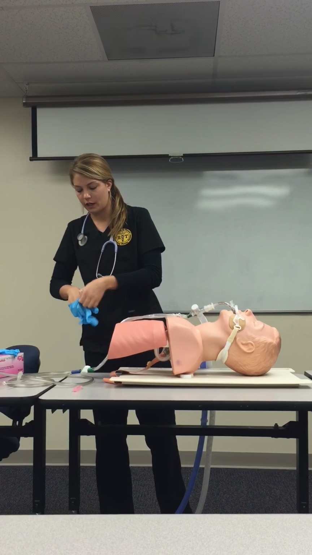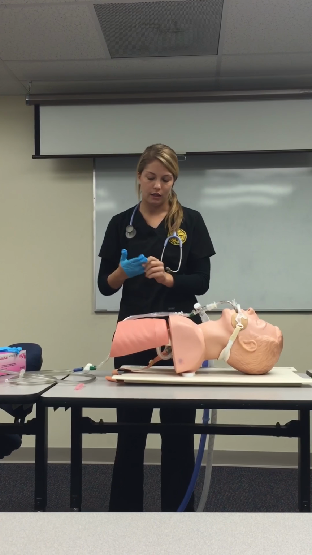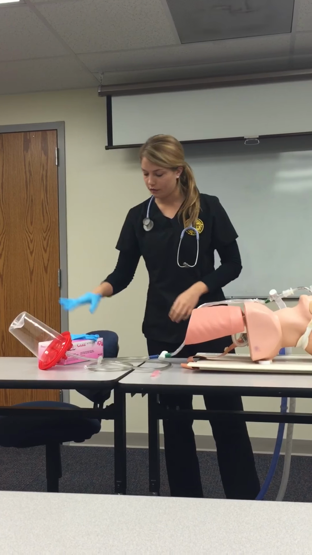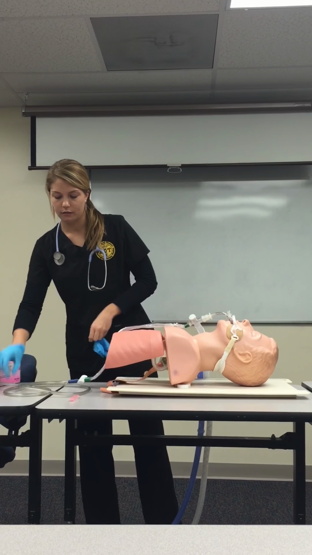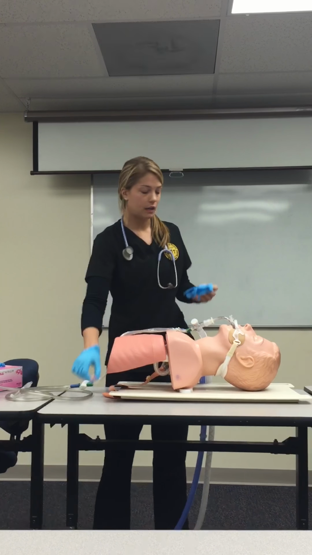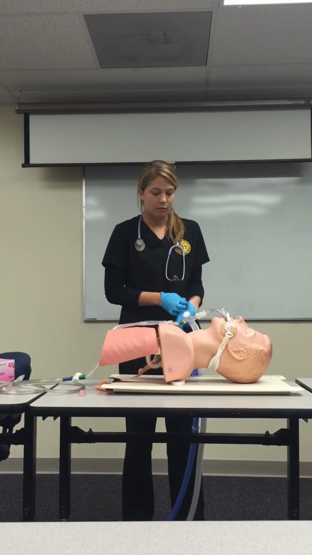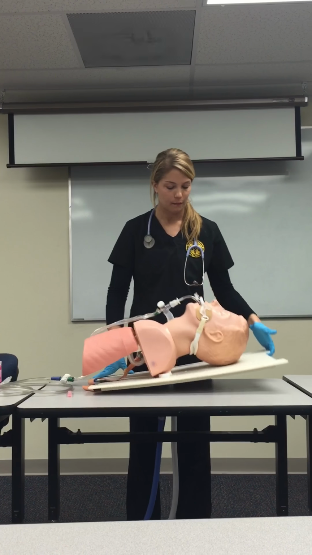So some of the things I have with me in order to suction him are my inline catheter, I have my canister over here, and then I also have my Yankauer, and then my saline in case I need to lavage. Next, I would put him in semi-Fowler's position. So I'd prop him up like this.